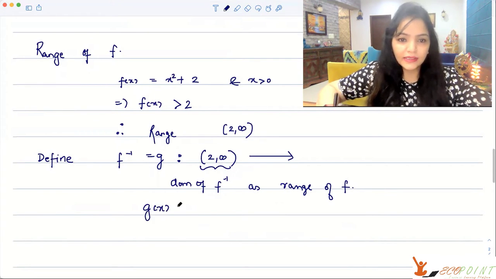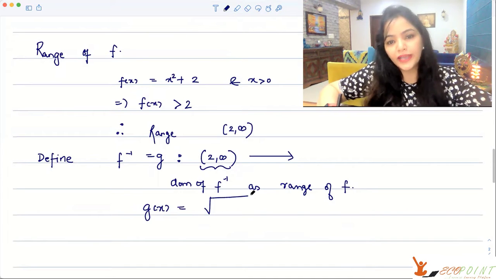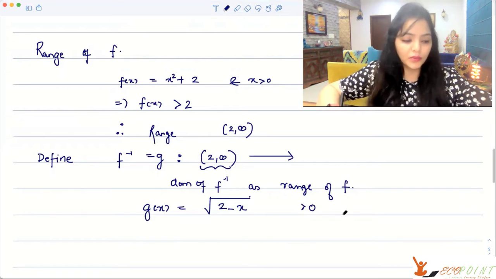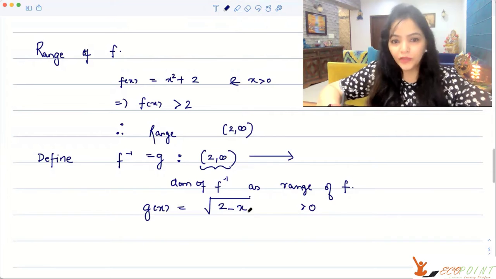And this can be defined as g(x) is equal to, we already have figured it out, so it is equal to square root of x minus 2. And this will be greater than 0, because x, your input, is more than 2. So this is a valid function, because the input is more than 2.